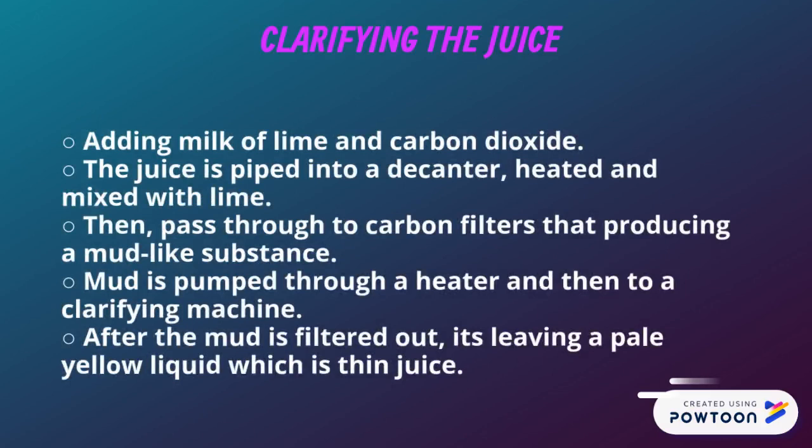Lime and carbon dioxide are added. The juice is piped into a decanter, heated and mixed with lime. Then it is passed through carbon filters that produce a mud-like substance. Then the mud is pumped through the heater and clarifying machine. After the mud is filtered out, it leaves a pale yellow liquid.